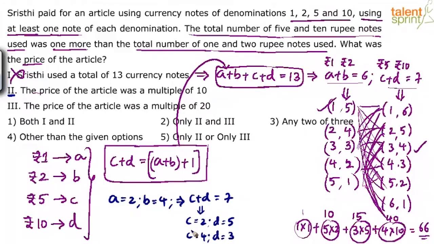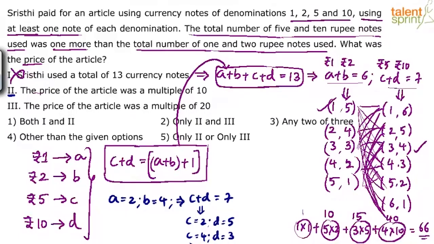I cannot take C equals 3 because the moment I take C equals 3, 5 rupee notes will give you 15 rupees. It will not be ending in 10. See, this is already ending in 10. Here if I take C equals 3, I'll get 15 rupees, not ending in 10. And it will screw it up, right? Will not satisfy the condition.